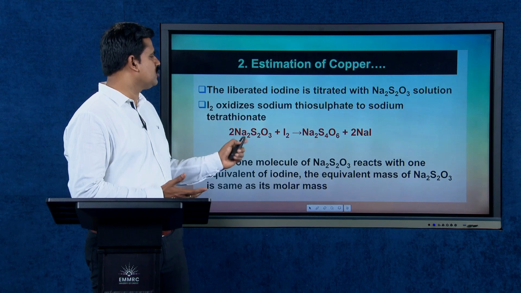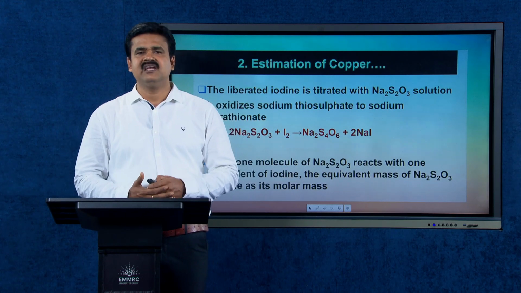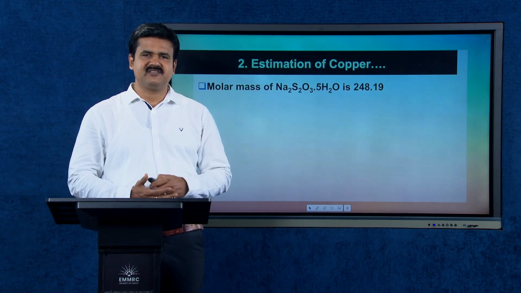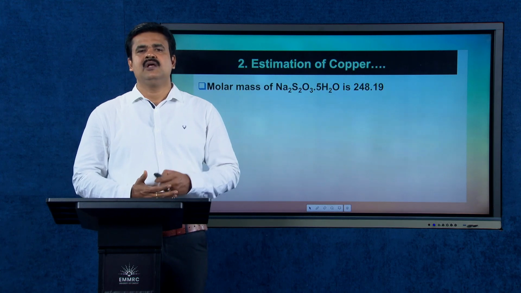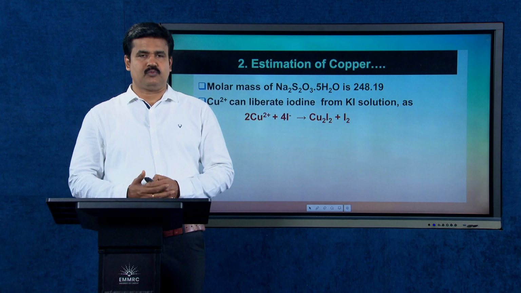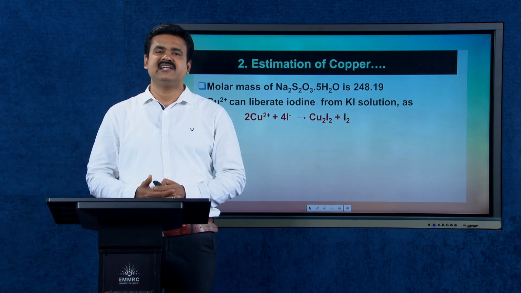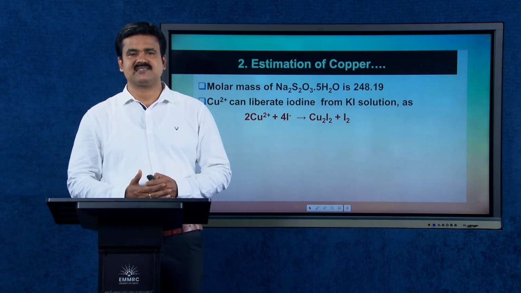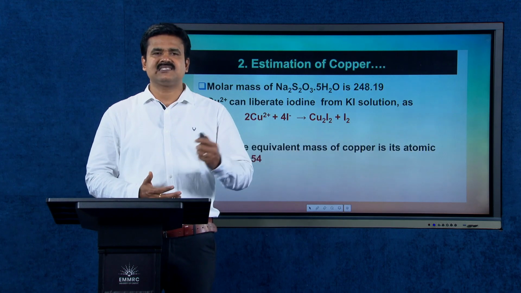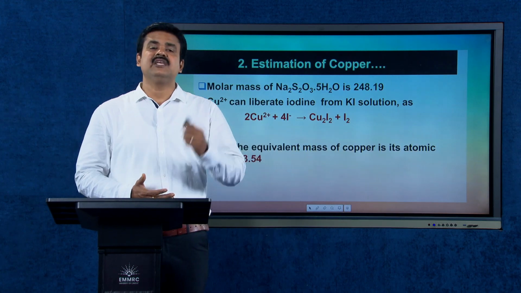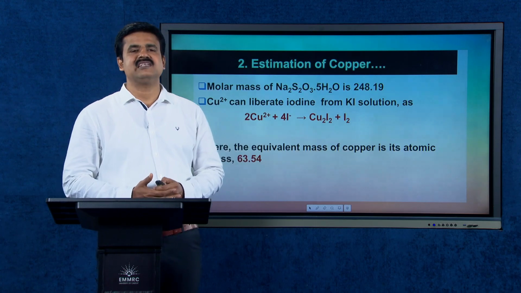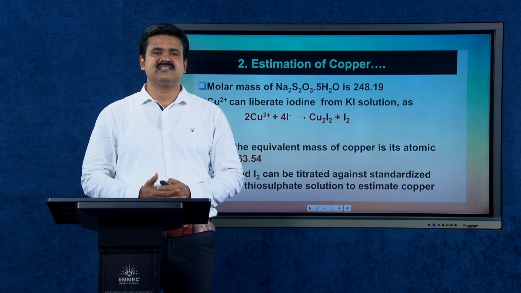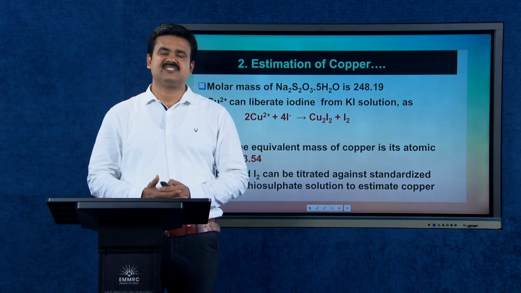Since one molecule of sodium thiosulfate reacts with one equivalent of iodine, the equivalent mass of sodium thiosulfate is the same as its molar mass, and the molar mass of Na2S2O3·5H2O, which we noted in the previous experiment, is equal to 248.19. Copper(II) can liberate iodine from potassium iodide solution as per this generalized equation: 2Cu2+ + 4I- gives Cu2I2 + iodine. It is clear that iodine is liberated here. In this reaction, the equivalent mass of copper is its atomic mass, that is 63.54. The liberated iodine can be titrated against standardized sodium thiosulfate solution to estimate copper.